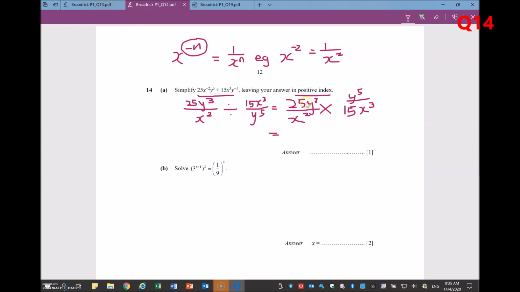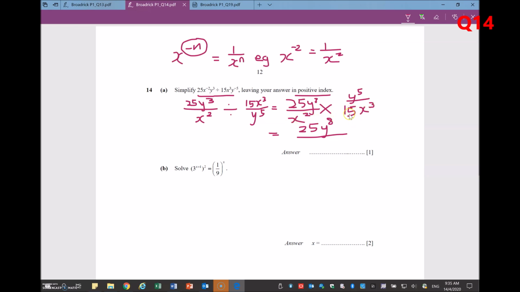Alright, then next, numerator times numerator, and y to the power of 3 times y to the power of 5. When I have the same base and I multiply, I'm supposed to add the index. So it becomes 3 plus 5, giving me y to the power of 8, over x squared times 15x to the power of 3.